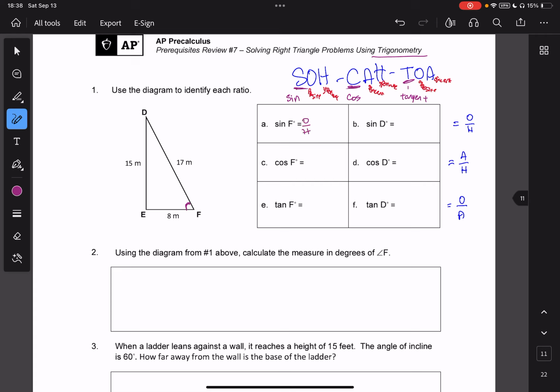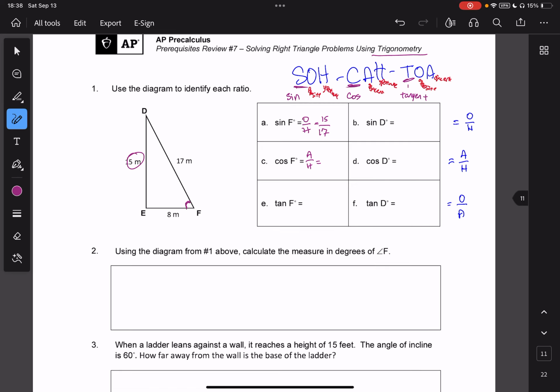What is the opposite of F? 15. What is the hypotenuse? 17. Cosine of F. Adjacent over hypotenuse. What is the adjacent of F? 8. What is the hypotenuse of F? 17. TOA. Opposite over adjacent. What is the opposite of F? 15. What is the adjacent of F? 8.